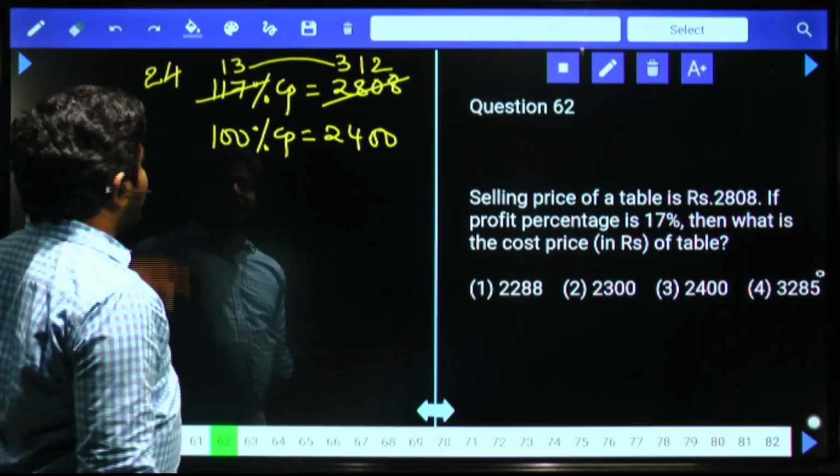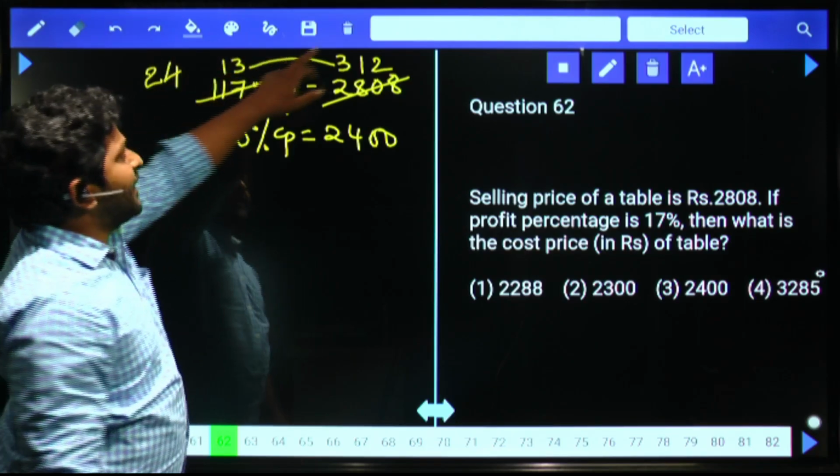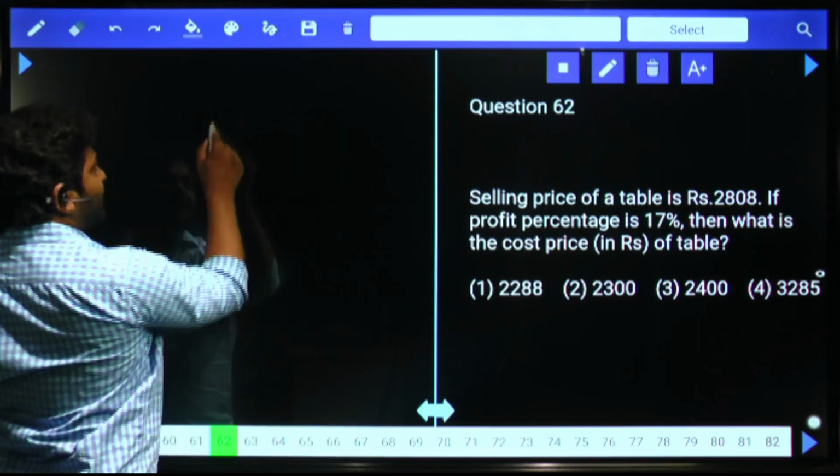This is one way. You don't have to complete everything like this. There is a simple way also. Let me tell you that.